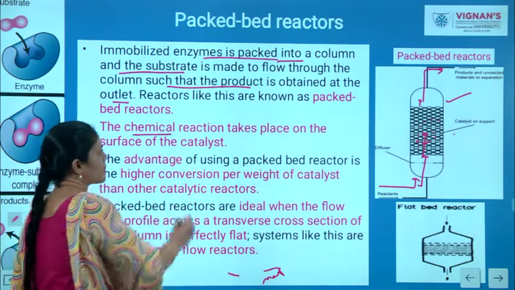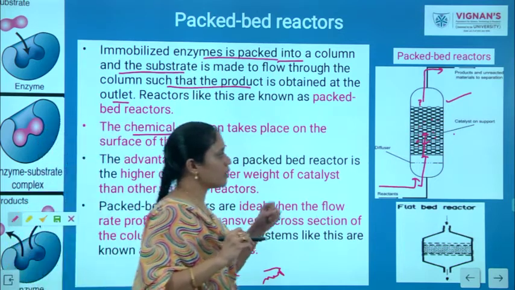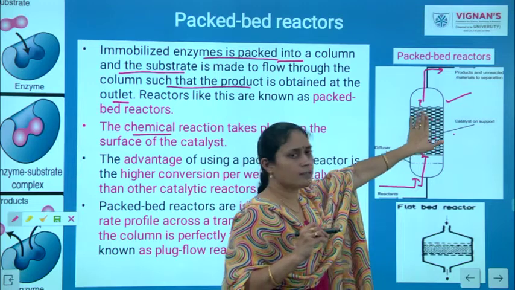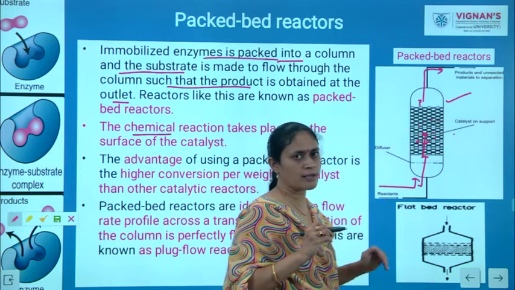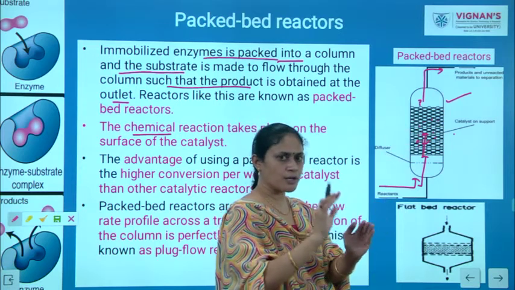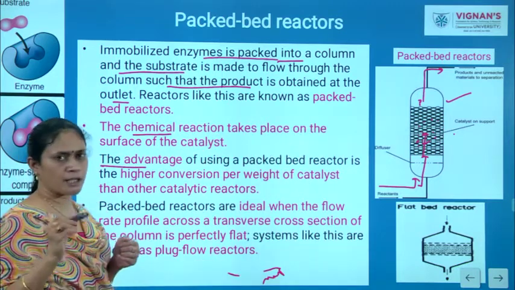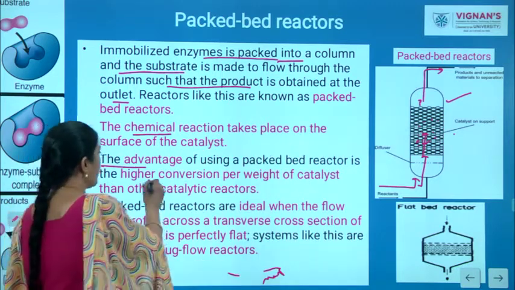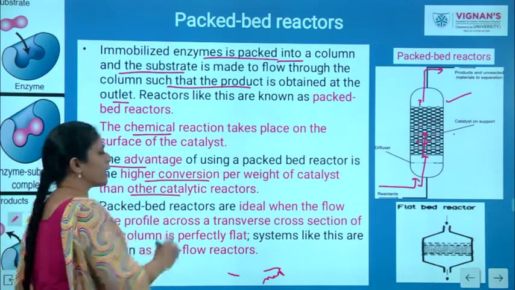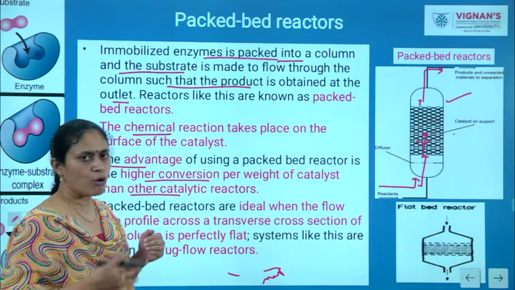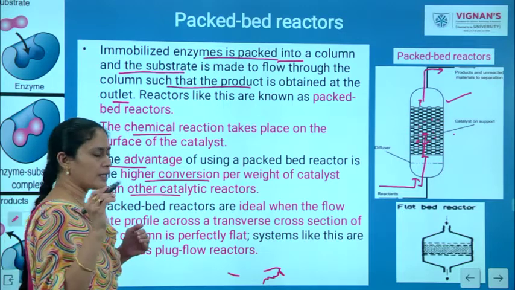The chemical reaction takes place on the surface of your enzyme here, as I have told you that your enzyme is already present in the immobilized condition with the support. As your substrate is moving onto the enzyme, the reaction of your substrate with the enzyme is taking place on the surface of your enzyme. The advantage of this particular process is you can get a higher conversion per weight of your catalyst when compared to the other catalytic reactors.